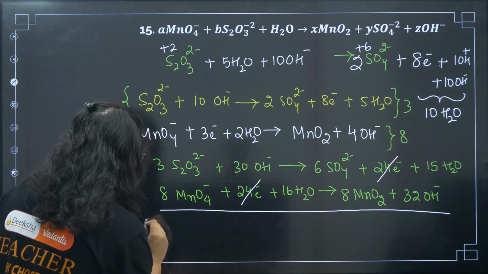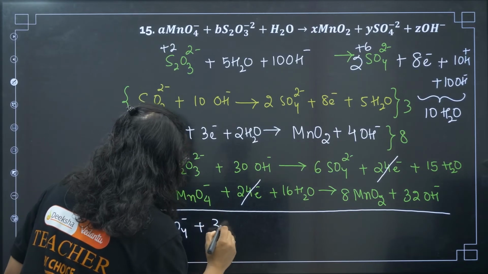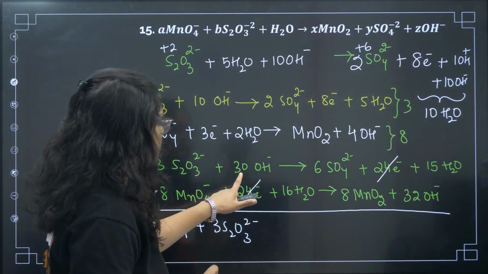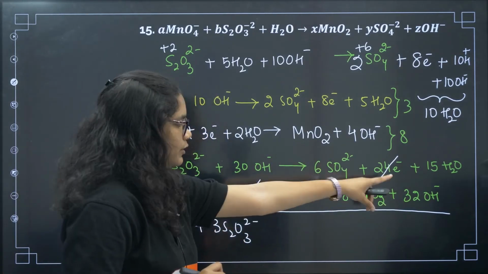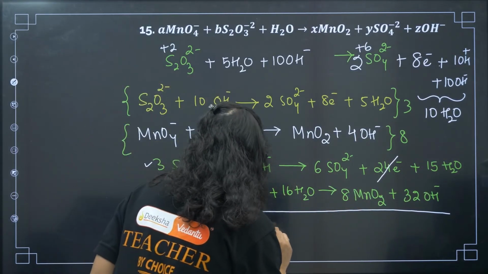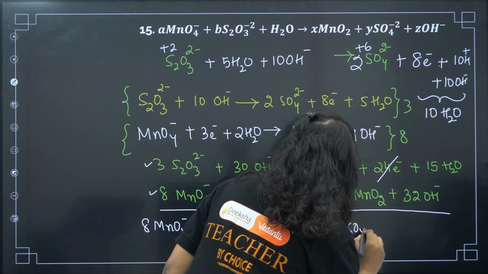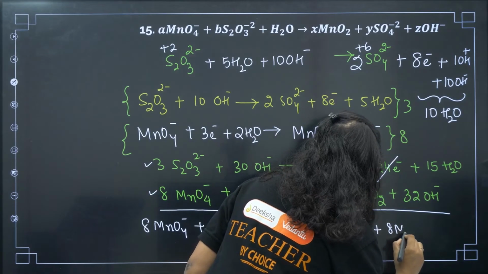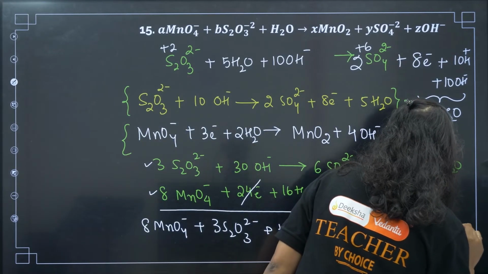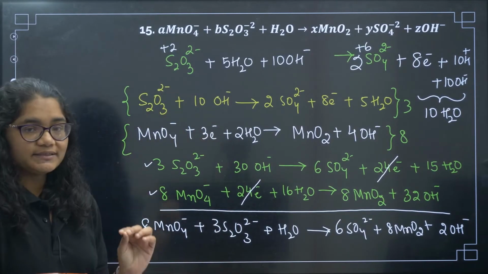So I have 8 MnO4 minus, okay, plus 3 S2O3 2 minus. Okay, I have written this one, I have written this one. Then I have 30 OH here and 32 OH here, so this will go on that side. Okay, and I have 16 water here and I have 15 water here. So this water will come here and I'll get one more water molecule here. Okay, and then 6 SO4 2 minus plus 8 MnO2. Okay, now 32 minus 30, it is 2 OH minus. Okay, so now this is the final equation that we have got.